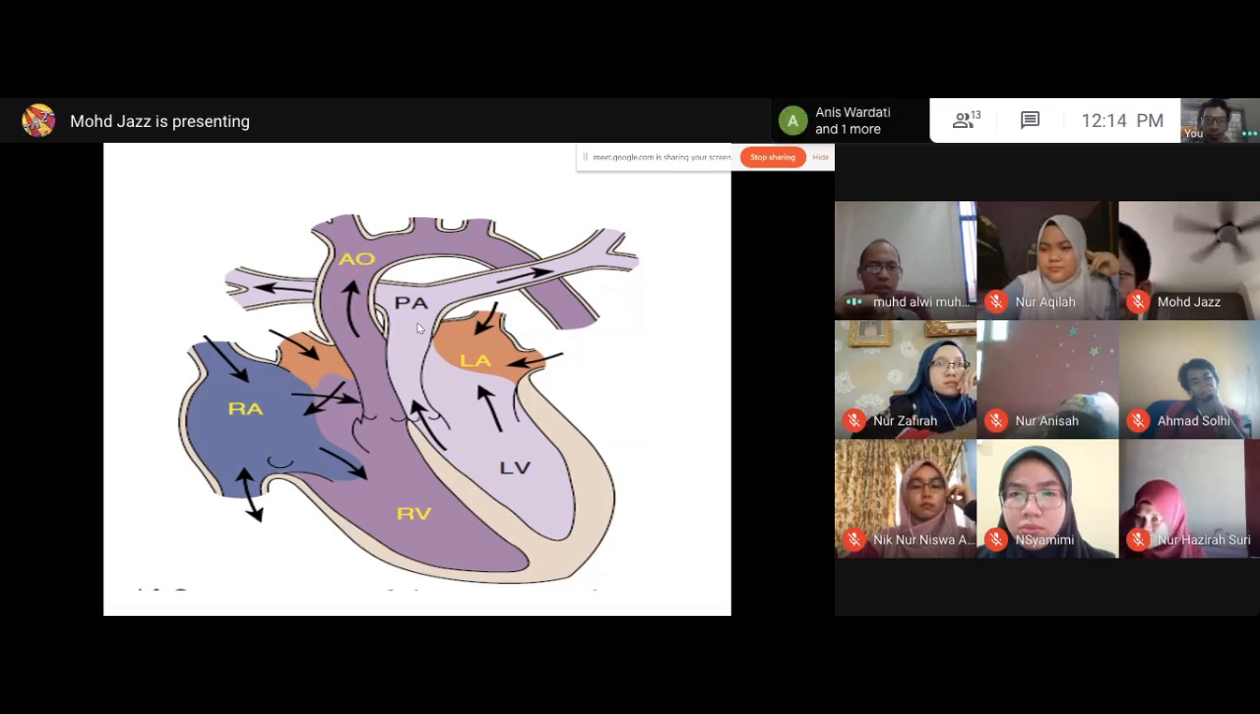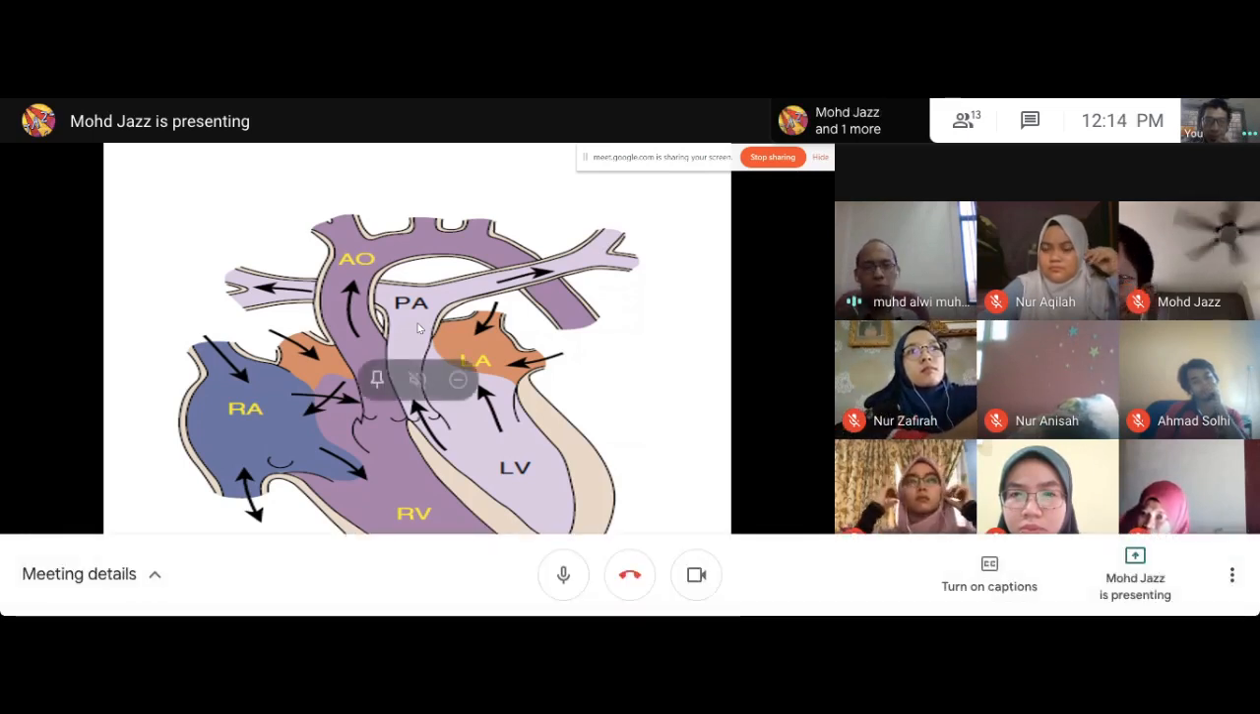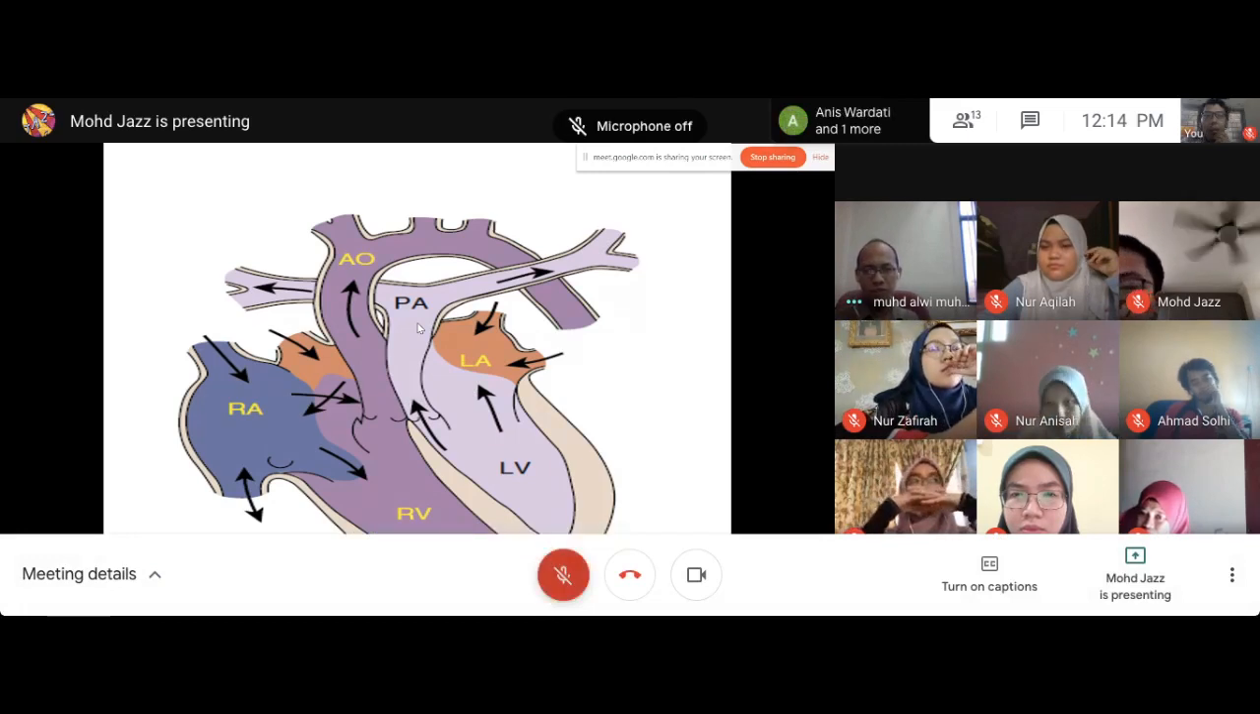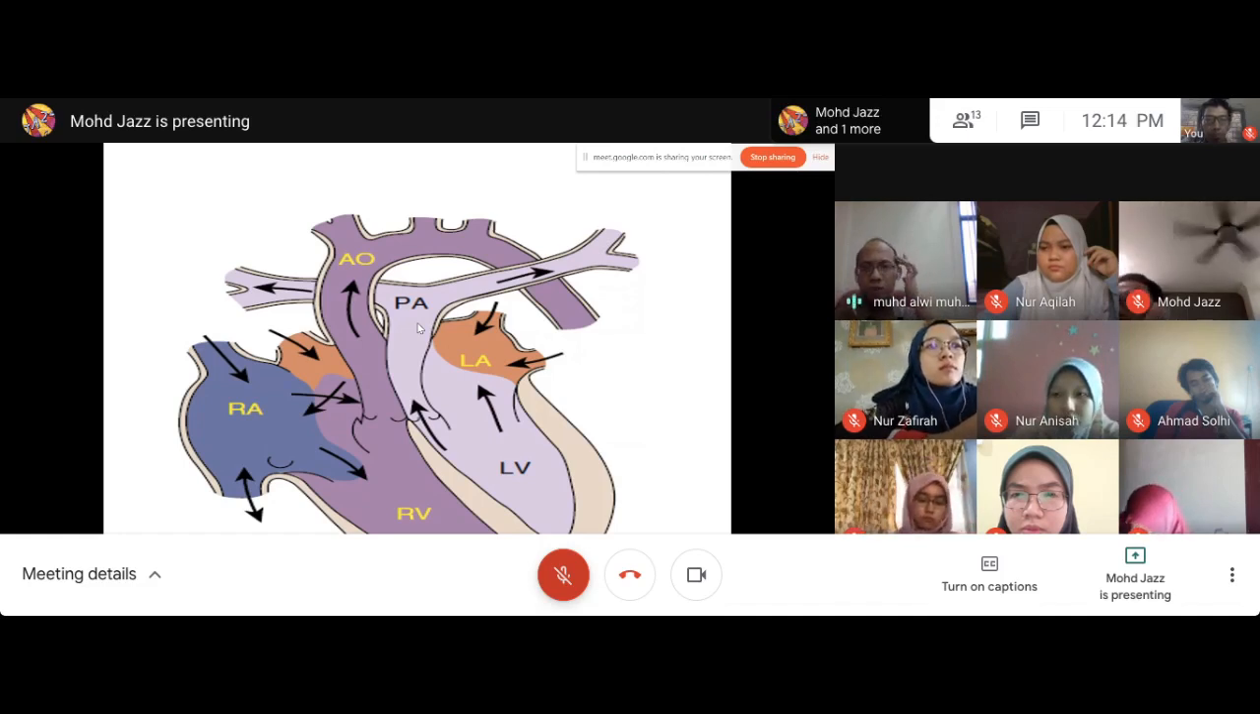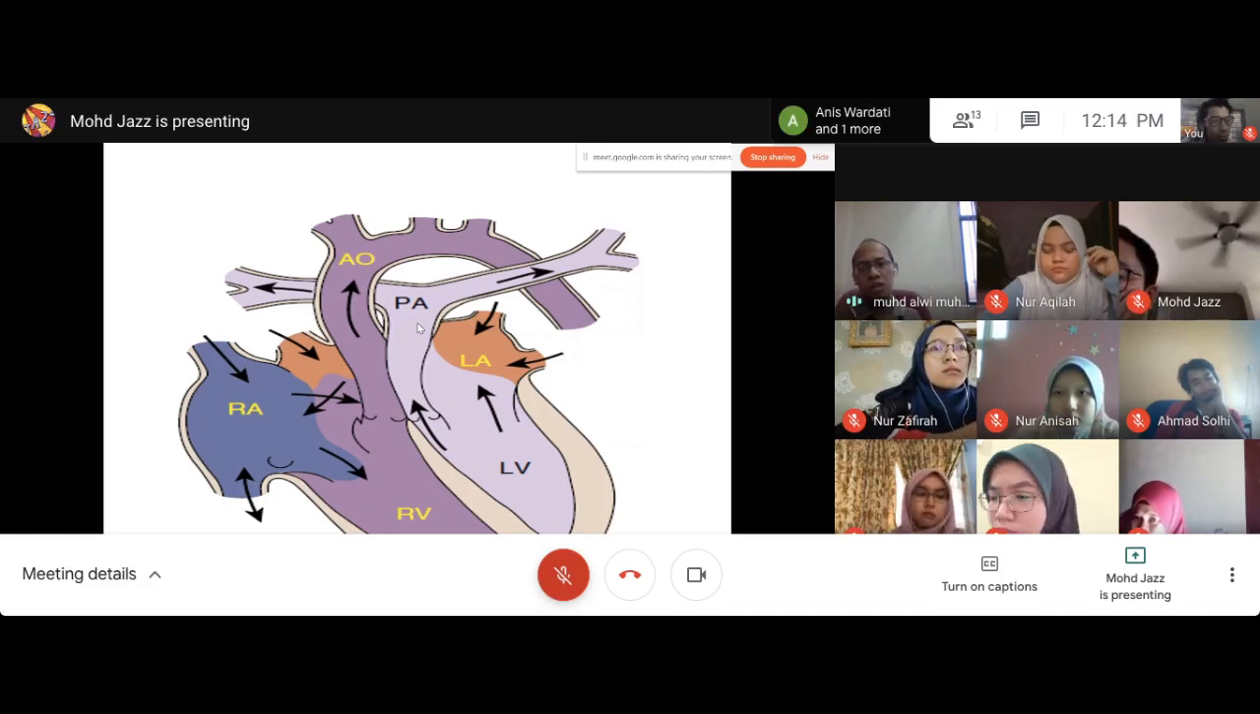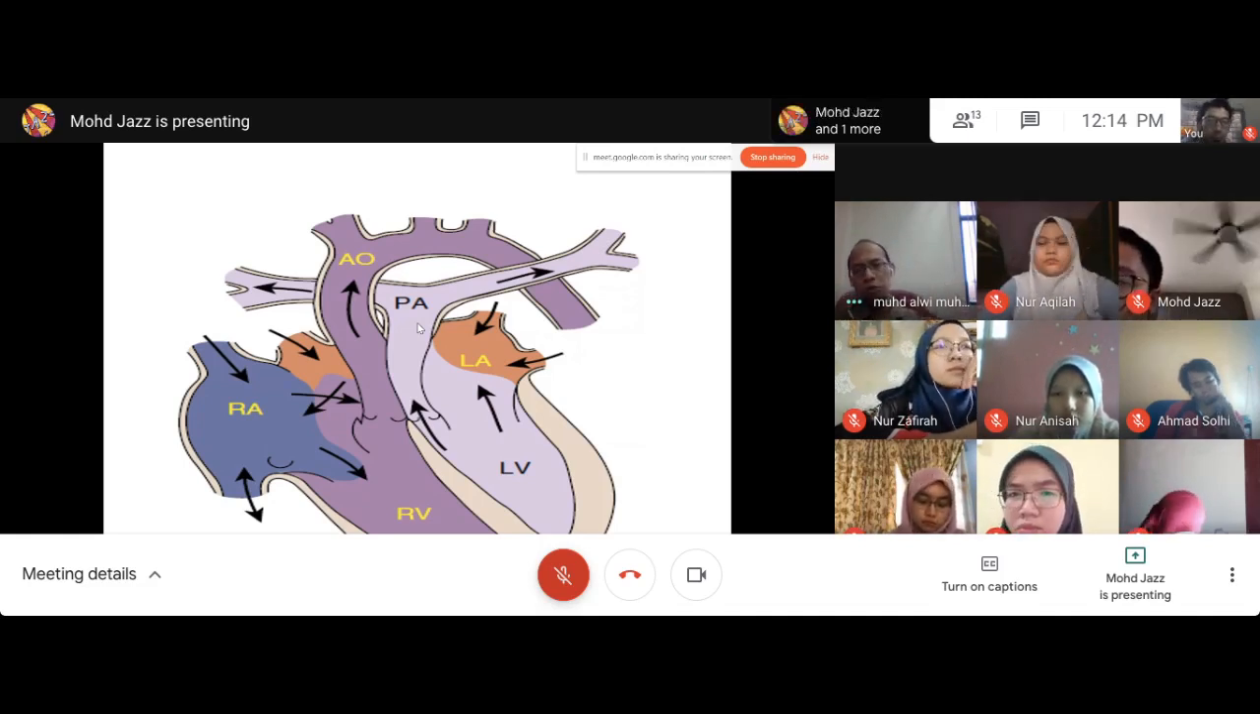Okay, in general, kan, TGA, if we got simple TGA, which means TGA without any septal defect, they cannot live. Okay. They will die. You need immediate intervention, which is the BAS lah, balloon atrioseptostomy. So you need to create an ASD lah, which means you need to destroy the flap of the PFO.